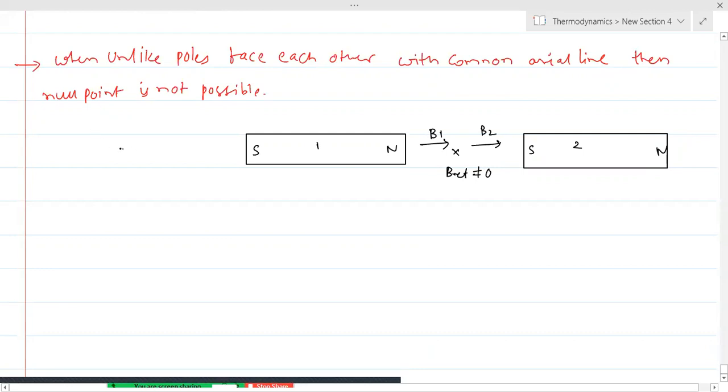Now outside I am checking. Along the axial line, S to N of the first magnet gives B1 like this, and S to N for the second magnet gives B2. So here also B net is not equal to 0. Therefore, no null point exists.